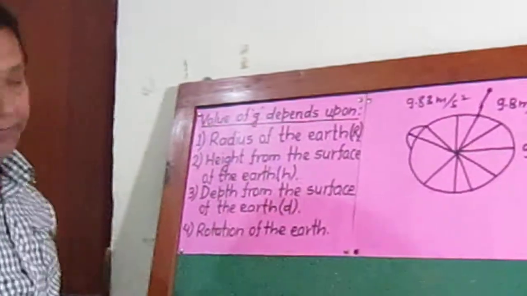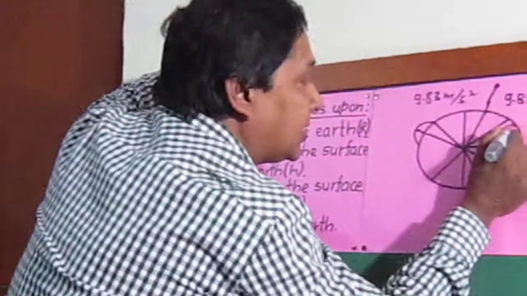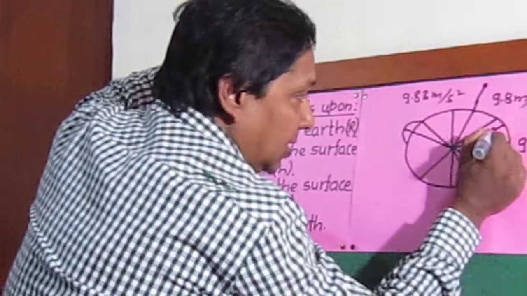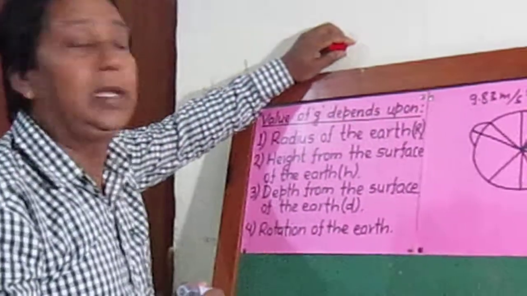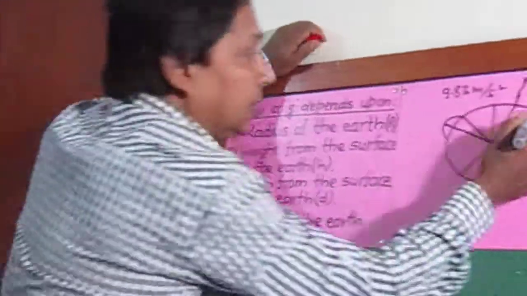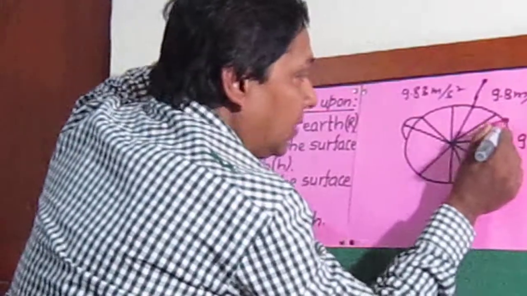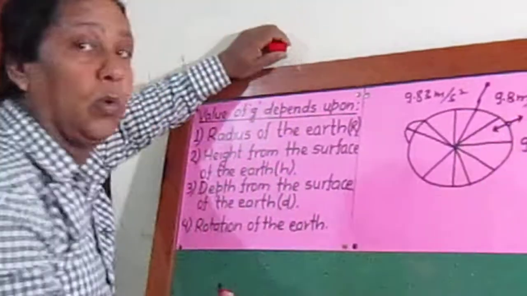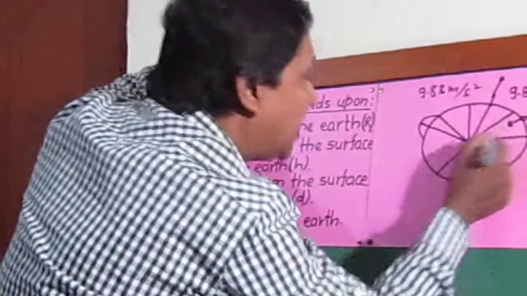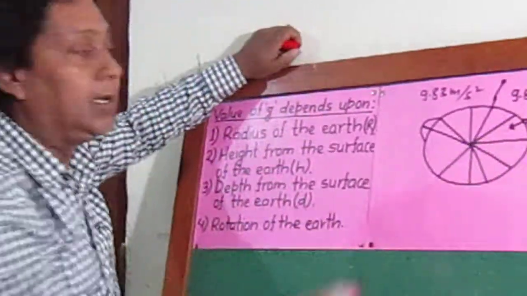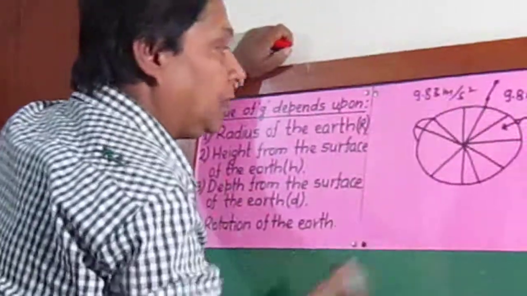Now let's talk about depth. If we go inside the earth's surface, then value of g is found to be less. Very interesting. g is maximum on the surface. If we go up, its value goes on decreasing. If we go down, its value goes on decreasing. It is maximum on the surface.